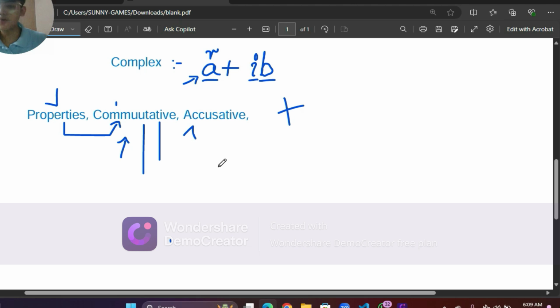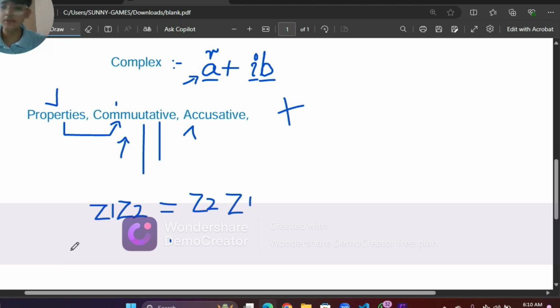Now, similarly follows the second property, that is the multiplication asset of this. With multiplication, you have to just do one thing. You have to do z1 multiplied by z2, and similarly on your right hand side you have to do z2 multiplied by z1.